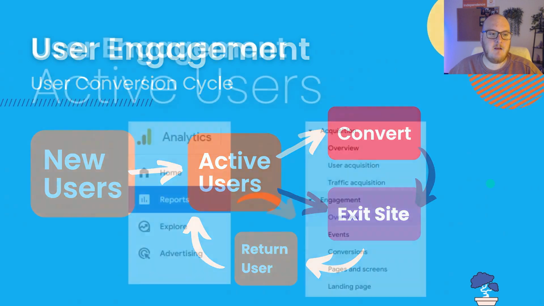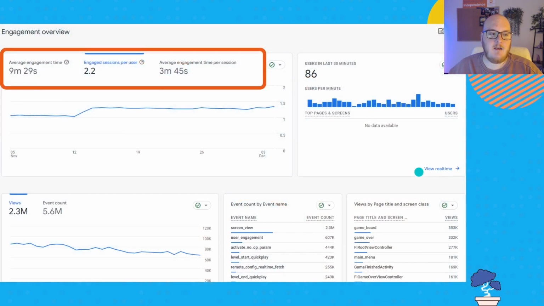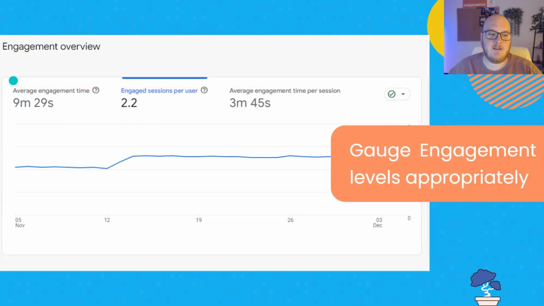So to view these active users, we're going to go back to the reports area and look at the engagement overview. In here, there are some key metrics for engagement: the average engagement time that someone stays on the site, the engaged sessions per user, and the engaged time per session. This really can vary from business to business. You can see an example of this site, where we have 9 minutes and 29 seconds of engagement time. This is pretty high. It's probably a site like social media or games, where people stay for a long time.